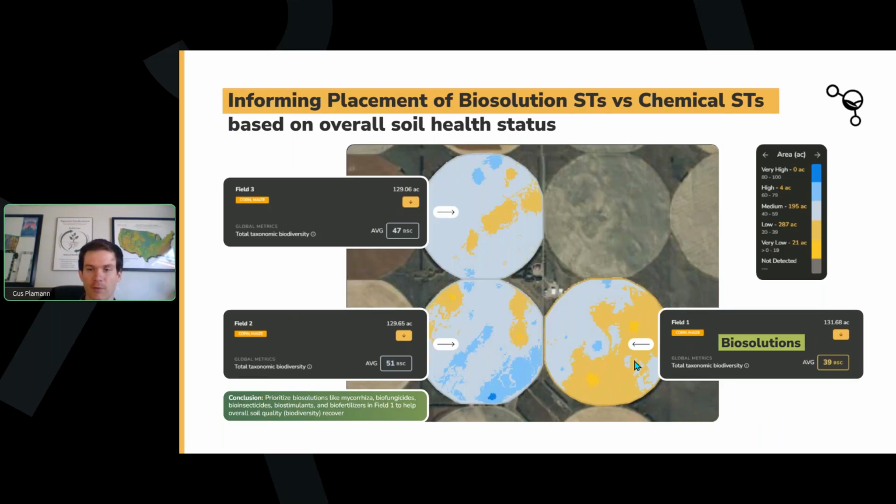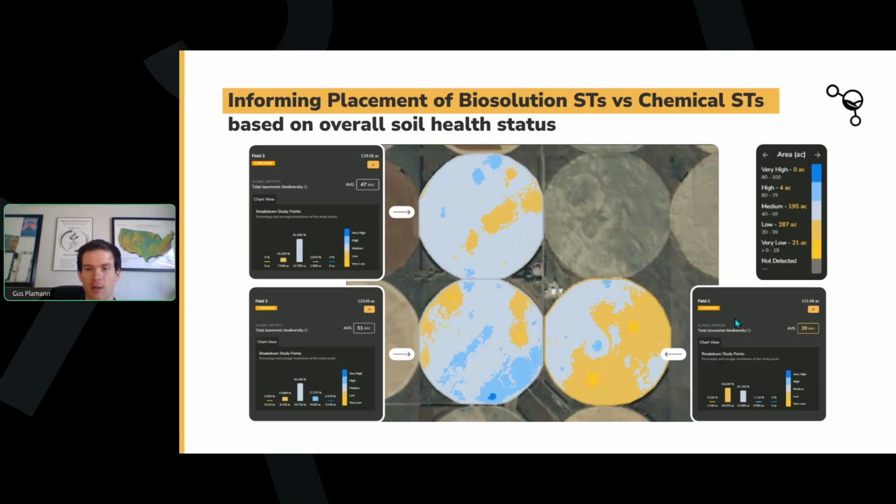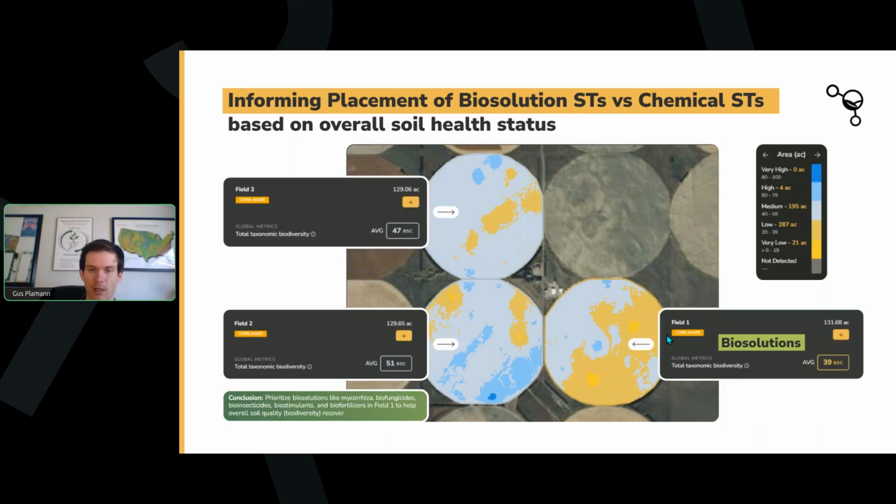But if you're just looking at which fields can use the most boost to the overall soil health and soil biology, field 1 here scored a little lower with 39. So this would maybe be a case where, if you're weighing the pros and cons of biosolutions versus conventional crop inputs, biosolutions maybe here could help move the needle in this first field, just kind of help get the overall soil microbiome and biodiversity moving in the right direction.